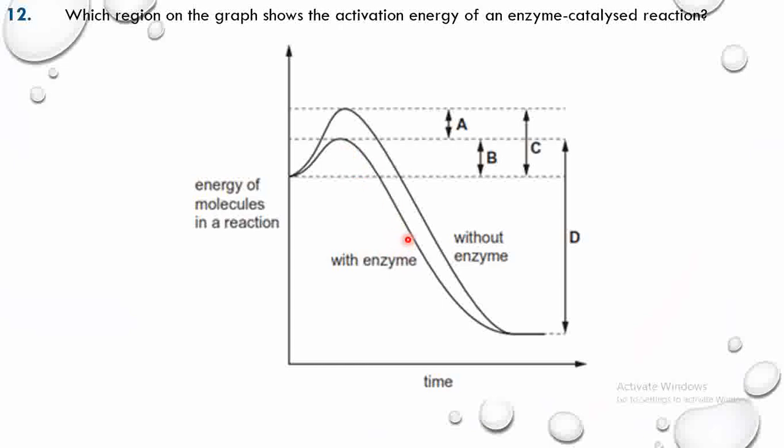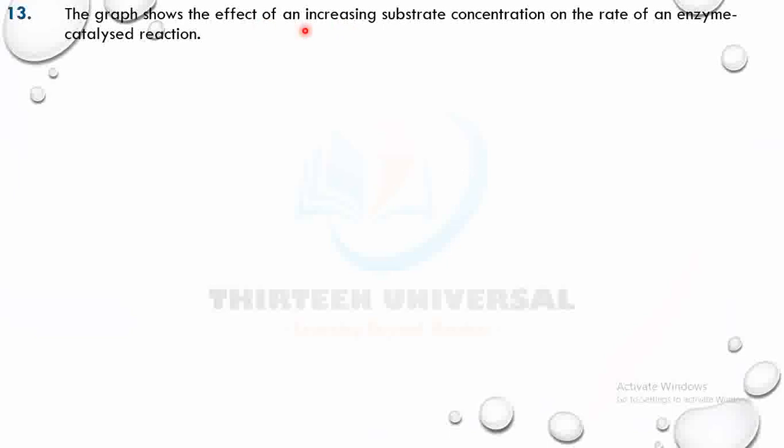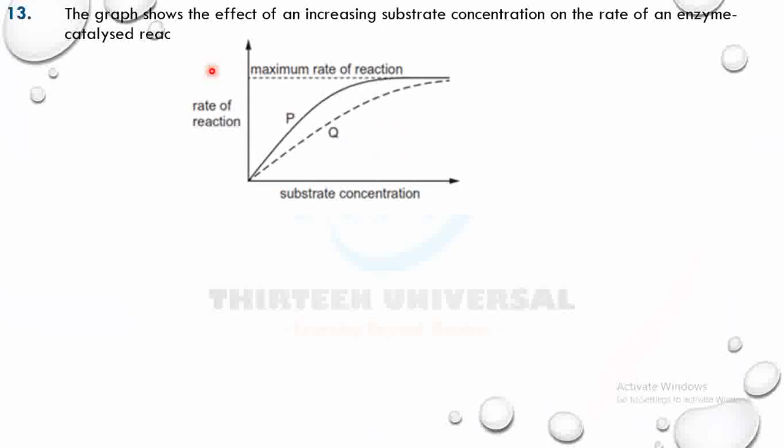That's enzyme. Enzyme is a catalyst. Okay, all right, so that's B. The graph shows the effect of an increasing substrate concentration on the rate of an enzyme catalyzed reaction. You can see that this is the maximum rate of reaction. This is the rate of reaction, and this is substrate concentration. This is P and Q.